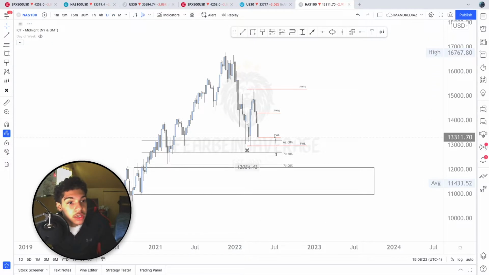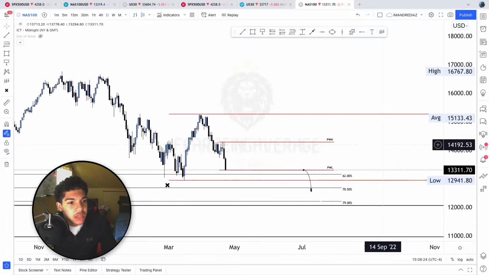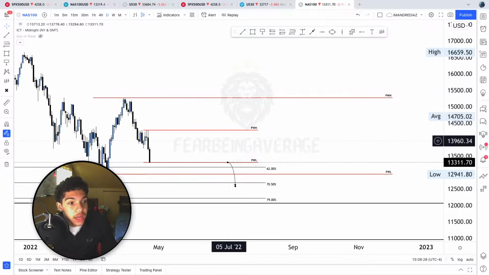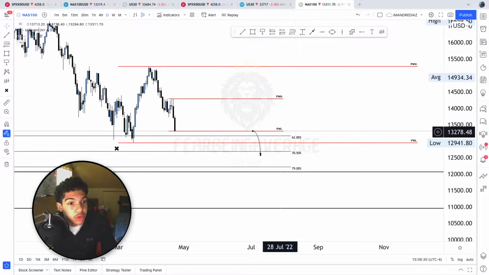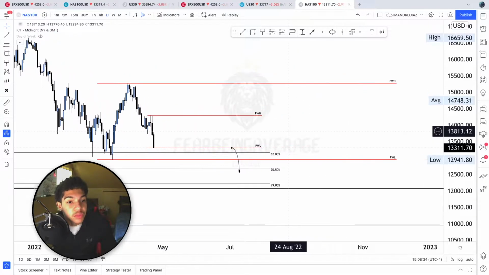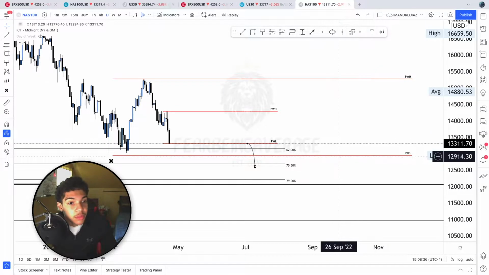We're going to go down to the daily now. Everything is pretty much bearish, as you can see. Monthly highs all the way up here, weekly highs all the way up here, and we are pretty significantly close to the previous week's lows and previous month low. So it's only a matter of time.